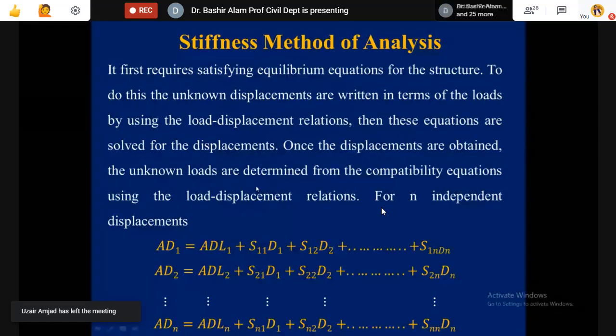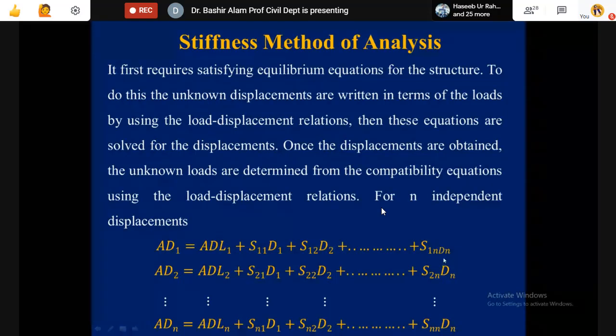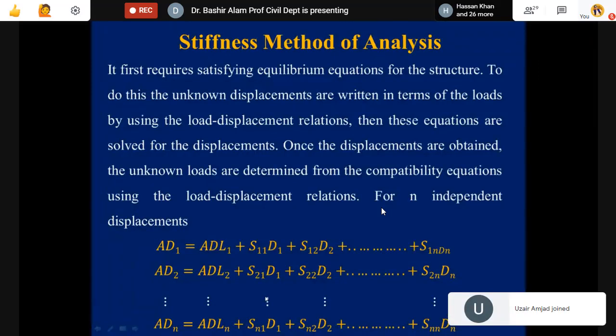For n independent displacements, the equilibrium equation will be AD1 is equal to ADL1 plus S11 times D1 plus S12 times D2, and so on, and last we have S1n times Dn. Similarly, you can see the other simultaneous equations also.